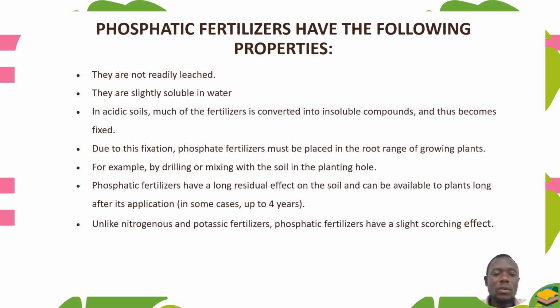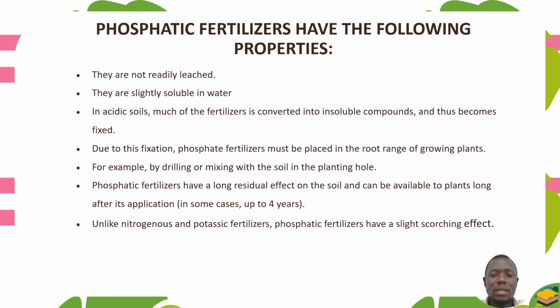In acidic soils, much of the fertilizer is converted into insoluble compounds, and that becomes fixed. So when you've got acidic soils, if you apply phosphatic fertilizers, that phosphatic fertilizer is converted into insoluble compounds. That insoluble compound cannot be absorbed by the plants. Thus, they become fixed.